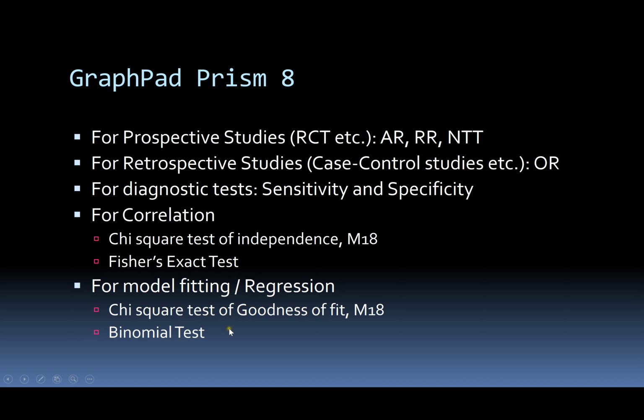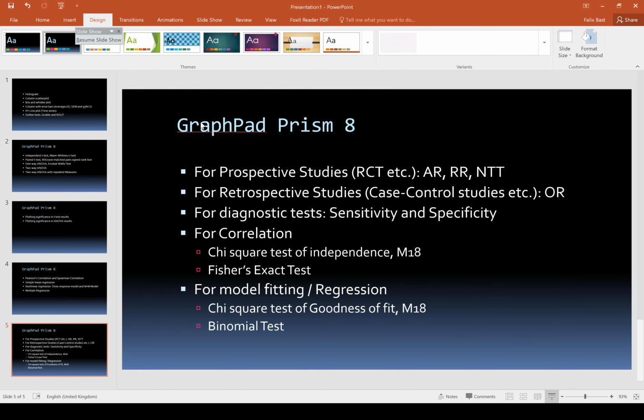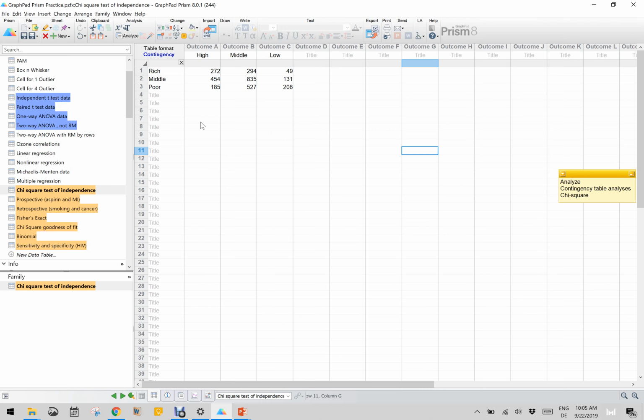All of these are tests for categorical data, or the numerical variables, there is nothing but the nominal scale of measurement. So we can use all this effortlessly in GraphPad Prism. So we'll see that one by one. So let us go to the GraphPad Prism software.